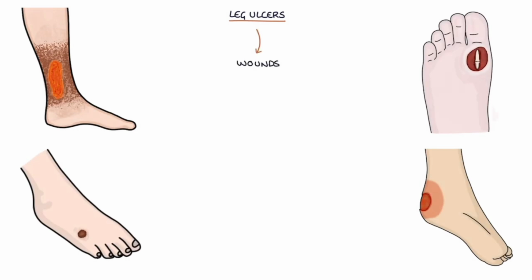In this video, I'm going to be going through leg ulcers. Leg ulcers are wounds or breaks in the skin that do not heal or heal slowly due to underlying pathology. They have the potential to get progressively larger and become more difficult to heal over time.